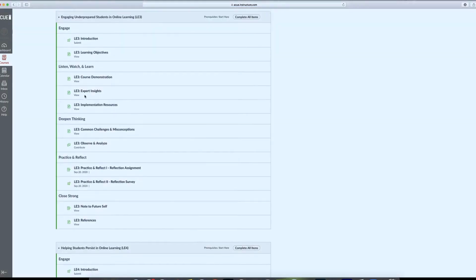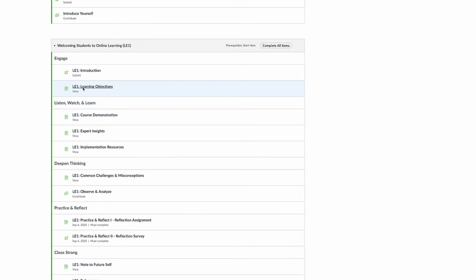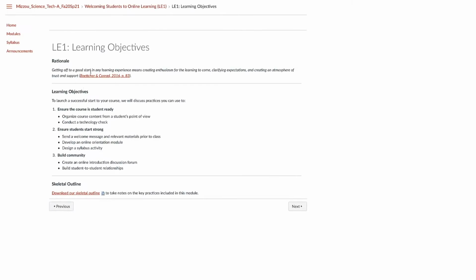But the ACUE is very direct, very to the point. They give you the materials. Go ahead, read what you need to read. I really like the way that the ACUE is set up.